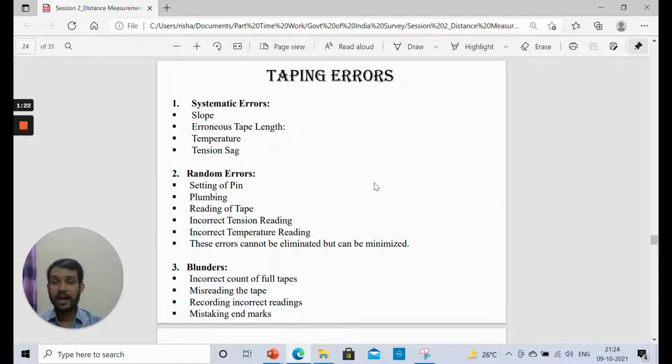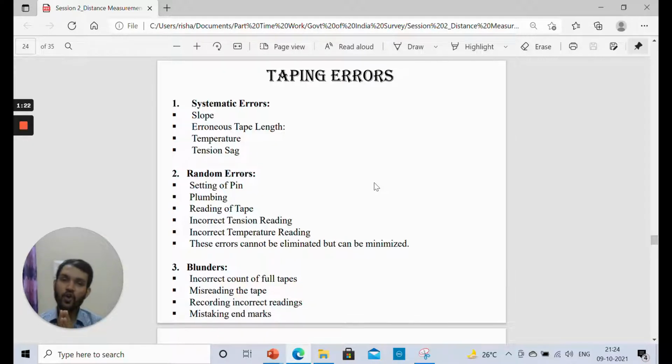Next come the errors, one of the most important things now: the errors that come in taping. First one is systematic errors. So what are the systematic errors? Firstly, we will go through them. They can be of 4 types. By systematic errors we mean the errors that may come due to a fault in the system itself, in the instrument itself. And the best part is that these errors can be eliminated.